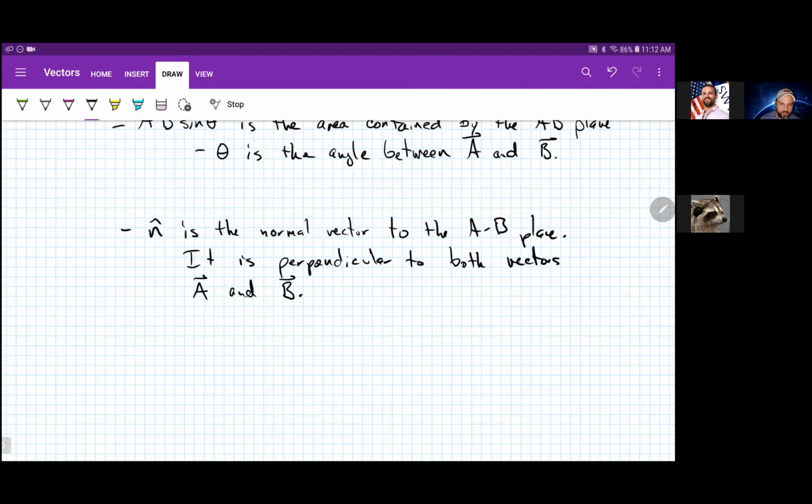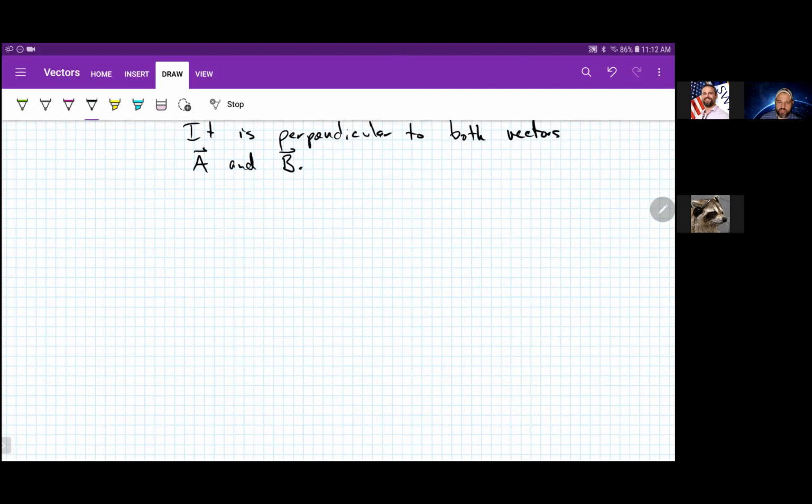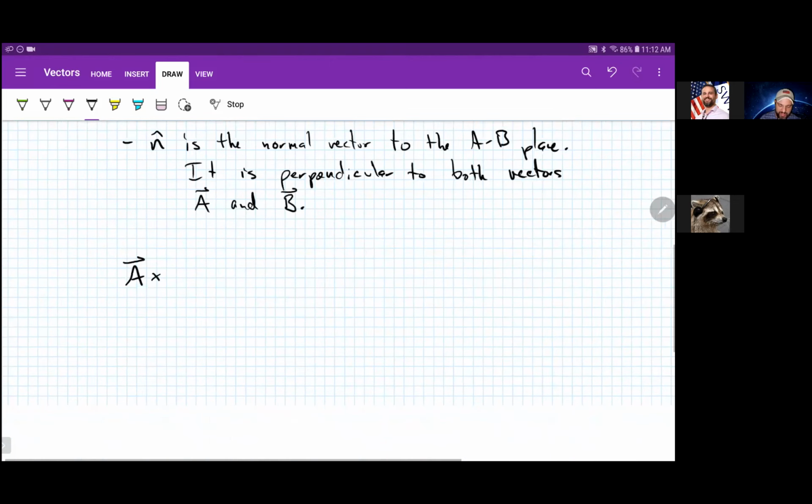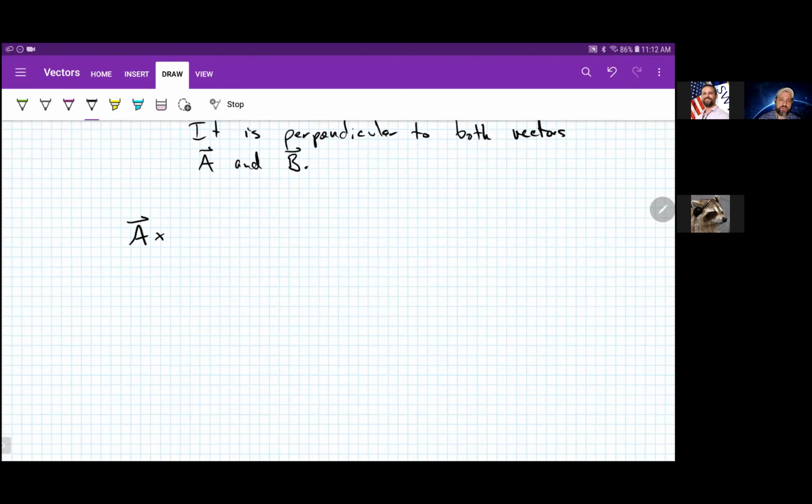Okay. And so this is where the cross product comes from. And so we can define it now. So whenever I multiply these two to get the area there, the cross product gives me that area and it gives me the direction of n hat. A cross B is going to be A times B, so those are the magnitudes A and B, times sine theta n hat.